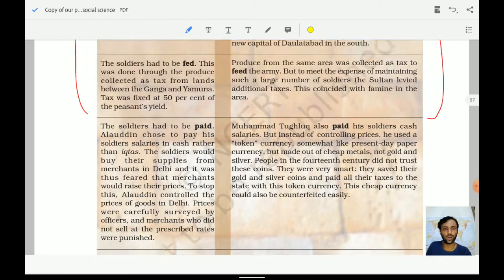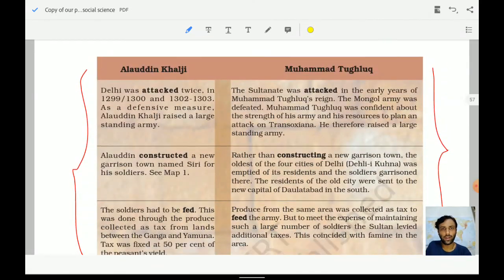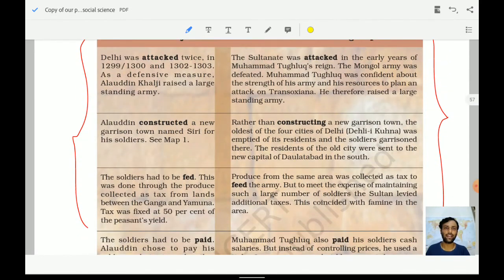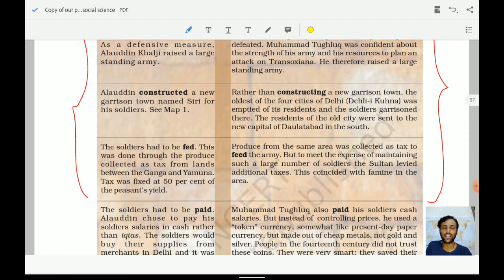Right, now let us talk about the Tughlaq. This Sultanate was attacked in the early years of Muhammad bin Tughlaq's reign. The Mongol army was defeated. Tughlaq was confident about the strength of his army and his resources to plan an attack on Transoxiana. So we call it the Khorasan expedition. He therefore raised a large standing army, but he never attacked. So he just kept the army standing.